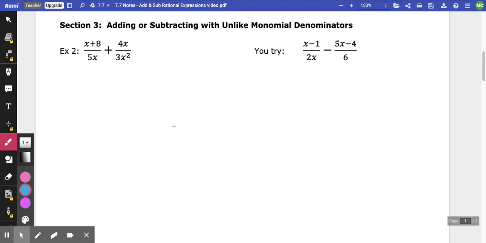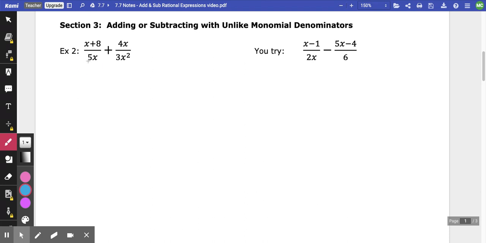When the denominators are different, you have to make them the same before you can do any addition or subtraction. So we would want to find the least common denominator, the smallest denominator that we can turn both of them into in order to do this. Otherwise, the numerators end up becoming very complicated.